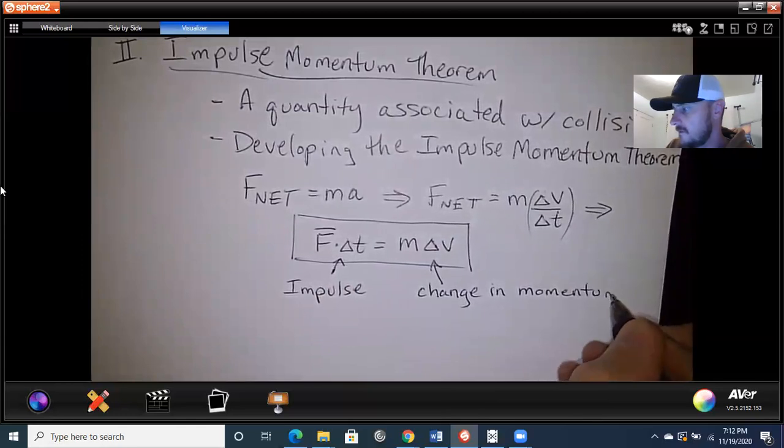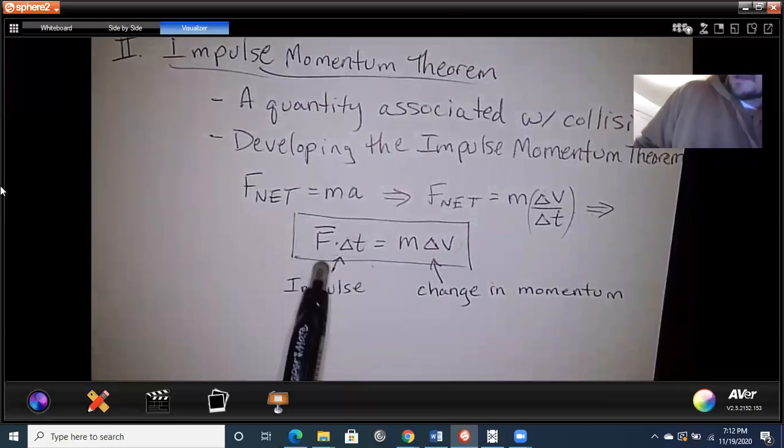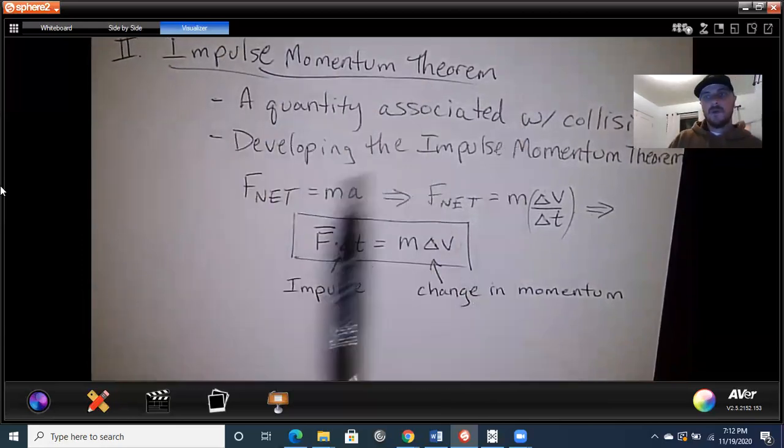And this really was the original version of Newton's second law. It just turned into that, because it's also called the impulse momentum theorem.